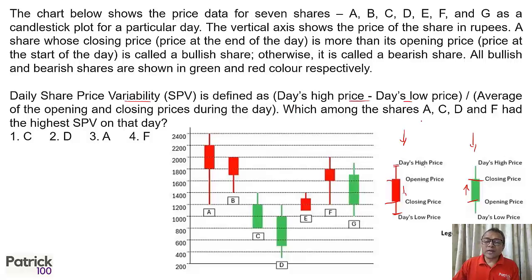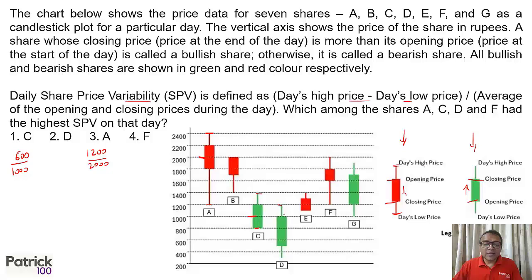So let's look at it for A, C, D, F. If you look at A, what's the difference between high and low? You can take the difference as 1200 for A, right? And the average of opening and closing is in between these two, exactly 2000. You can take that. In the same way, if you look at C, the difference between high and low, you can do 1400 minus 800, which comes to 600. And the average of the two, if you look at it, comes to the middle, that is 1000. If you look at C and A, both are the same, so both can't be the answer. So I can definitely rule those out.